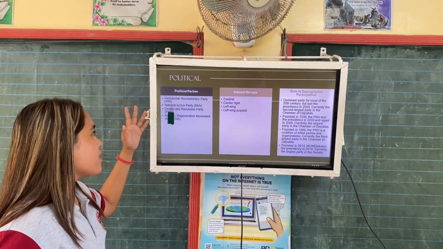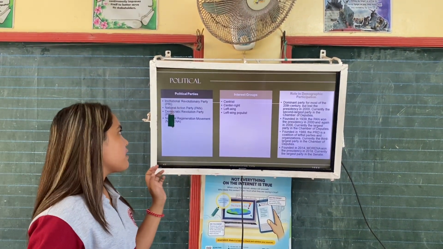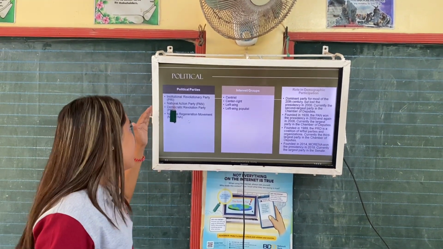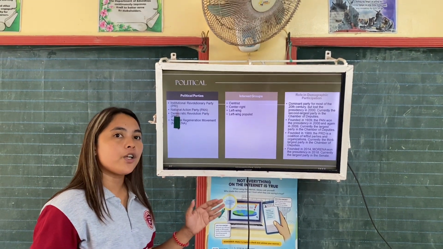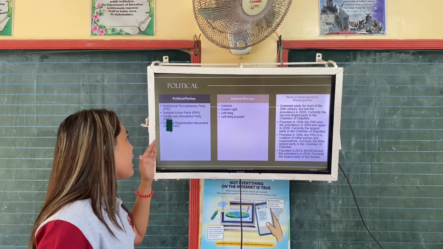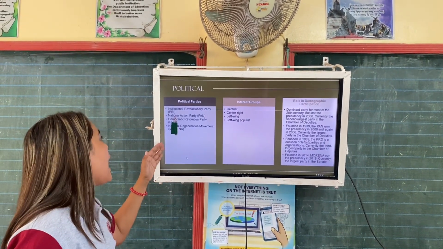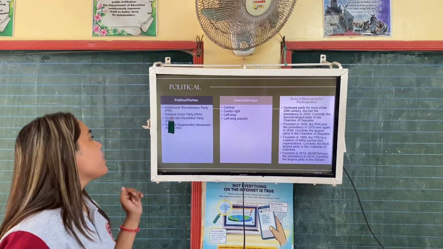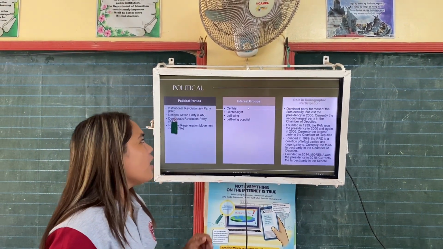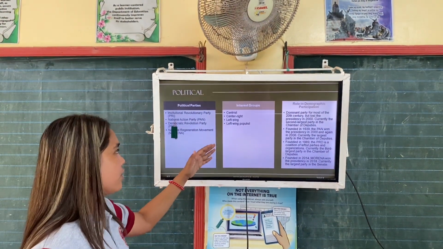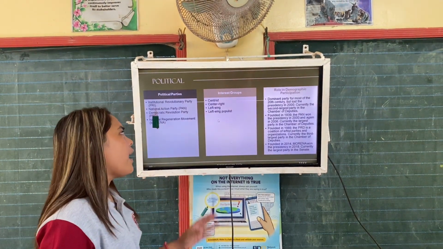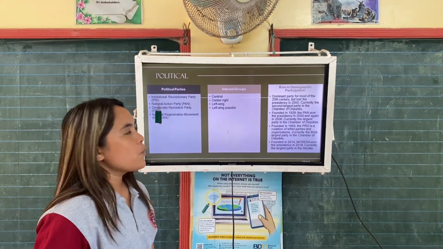So these are some of the political parties of Mexico. First, we have the Institutional Revolutionary Party, or the PRI, the National Action Party, or the PAN, and then we have the National Regeneration Movement, or the Morena, and also the Democratic Revolution Party, or the PRD. And this is also some of their interest groups in Mexico. We have centrist, center-right, left-wing, and left-wing populist.